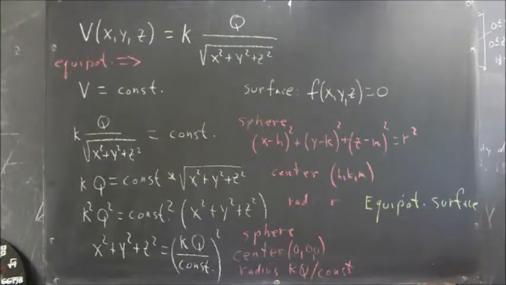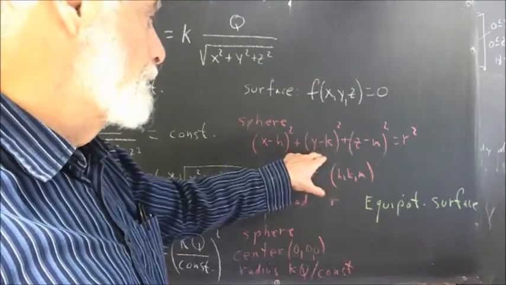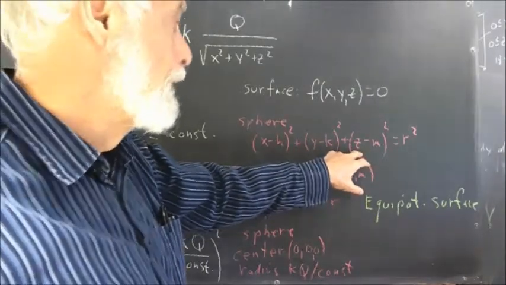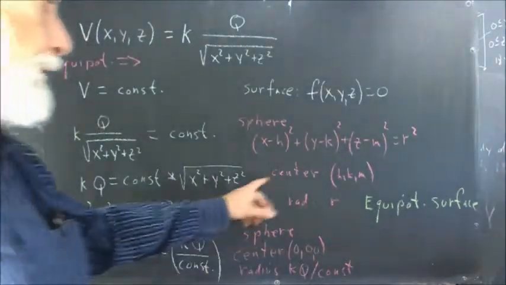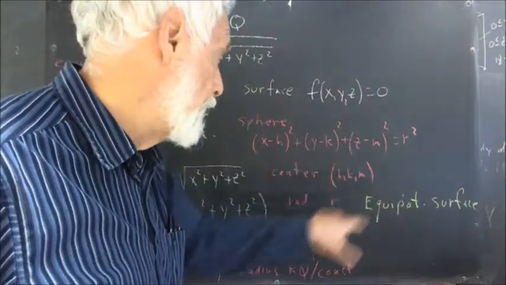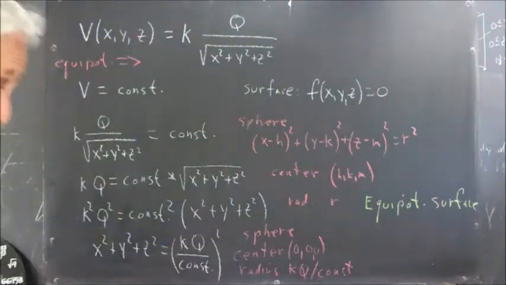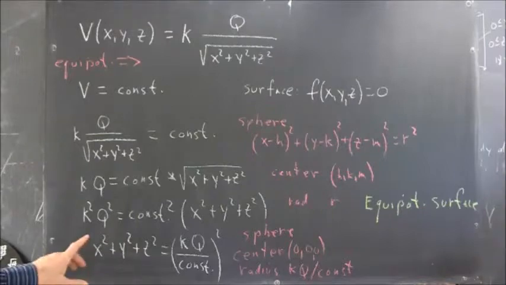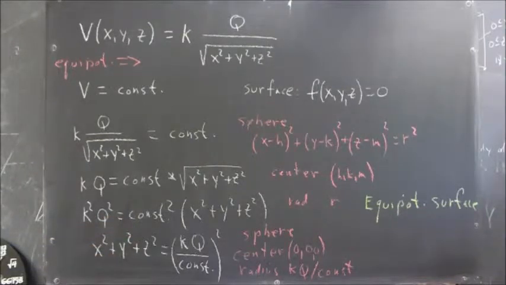We should immediately recognize this, but maybe we're a little rusty. Remember that the equation of a sphere is (x minus h) squared plus (y minus k) squared plus (z minus m) squared equals r squared. The center of this sphere is (h, k, m). Its radius is r. Well, that means that here we have a sphere, center (0, 0, 0), because this is (x minus 0) squared, (y minus 0) squared, (z minus 0) squared.